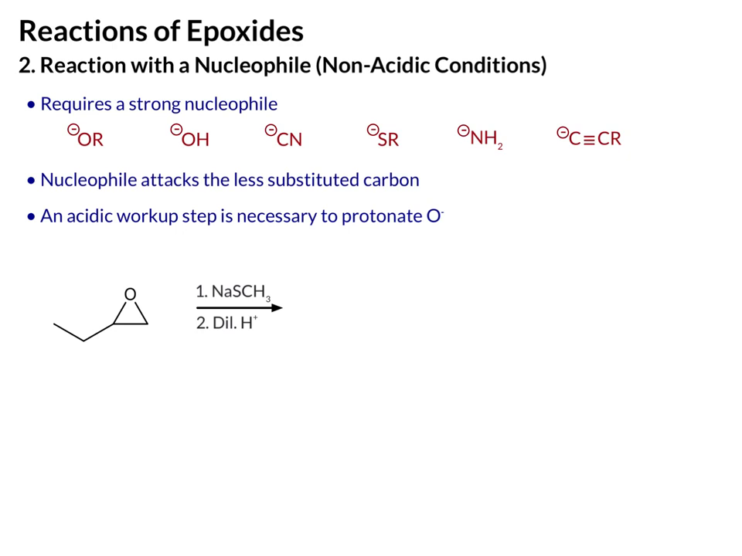There's a big difference here, though, in the regiochemistry. So under acidic conditions, our nucleophilic source attacked the more substituted carbon because it had the most positive character. Well, in this case, the nucleophile will attack the less substituted carbon. So this is purely a steric effect.